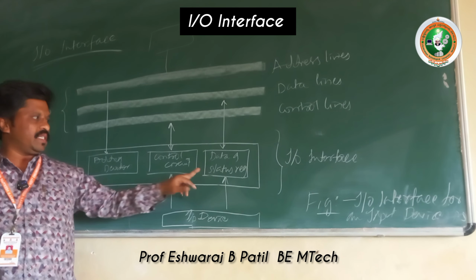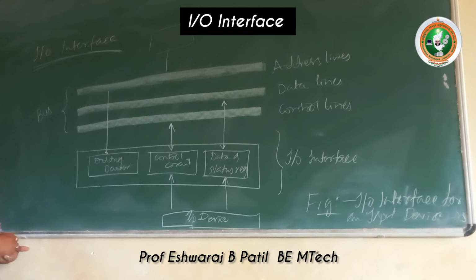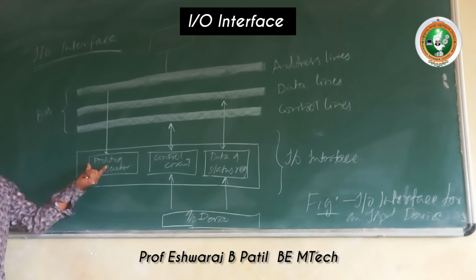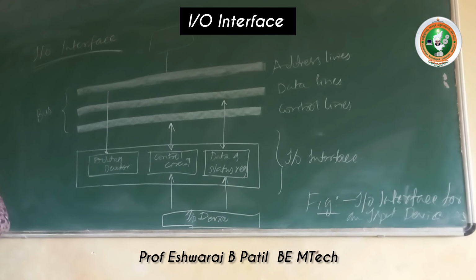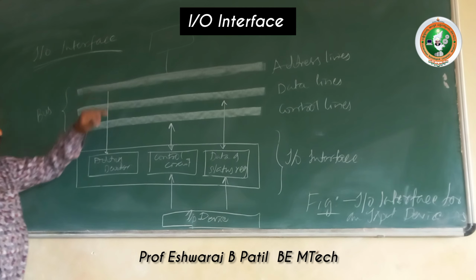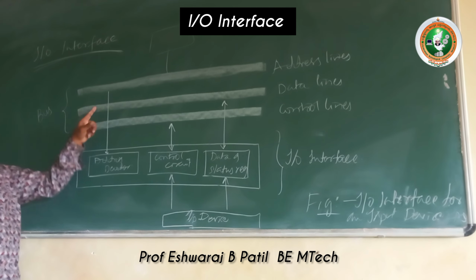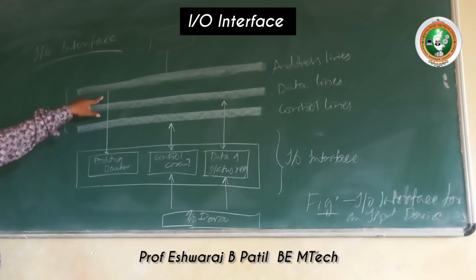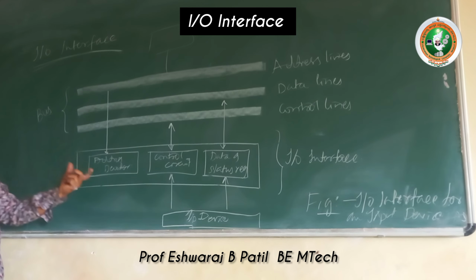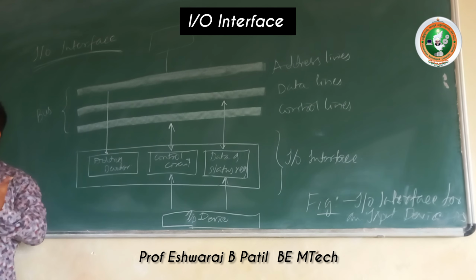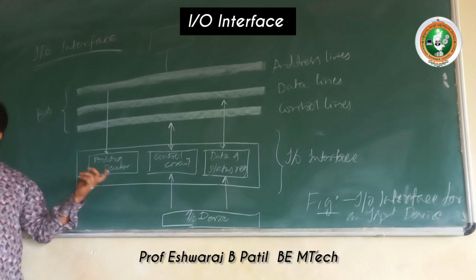Next, if you want to communicate with the IO device, first the processor has to send the particular device address. The processor sends the address of that particular input device through the address lines, or address bus. Whatever address we are getting has to be decoded. That is what we call the decoder.